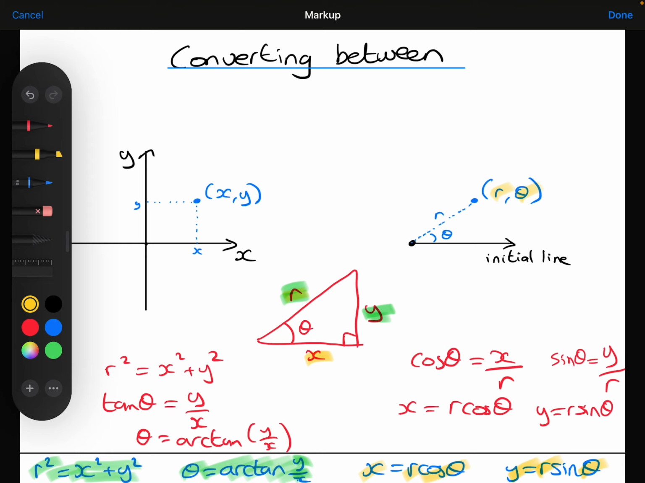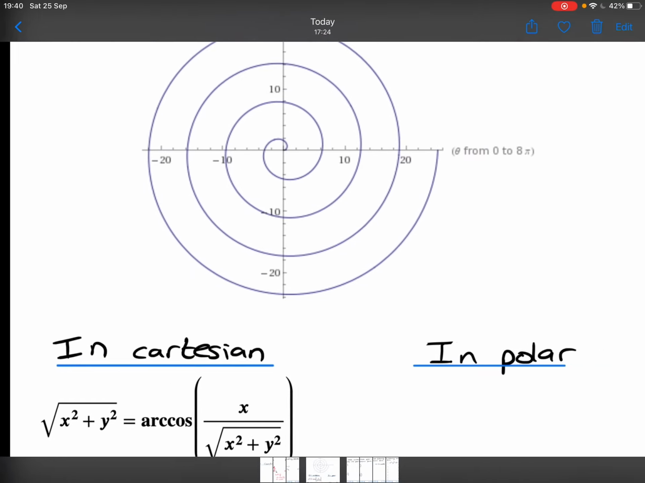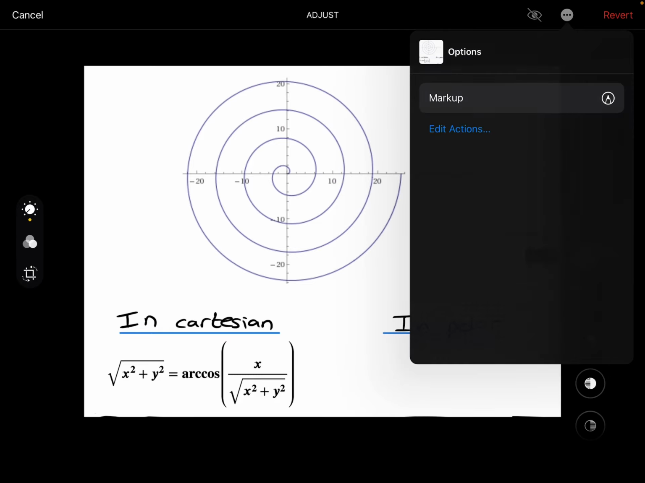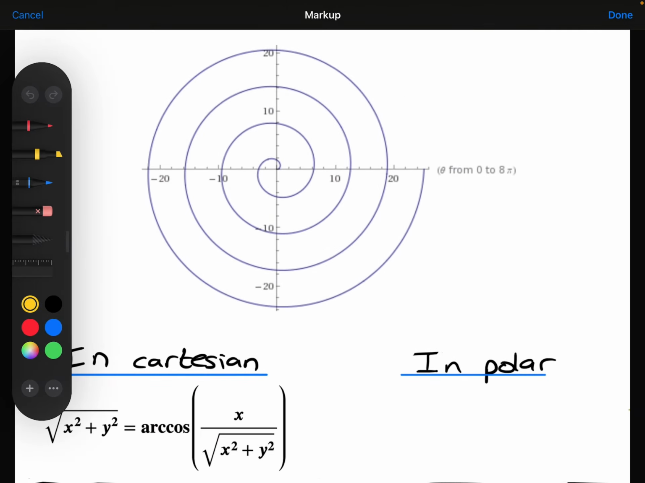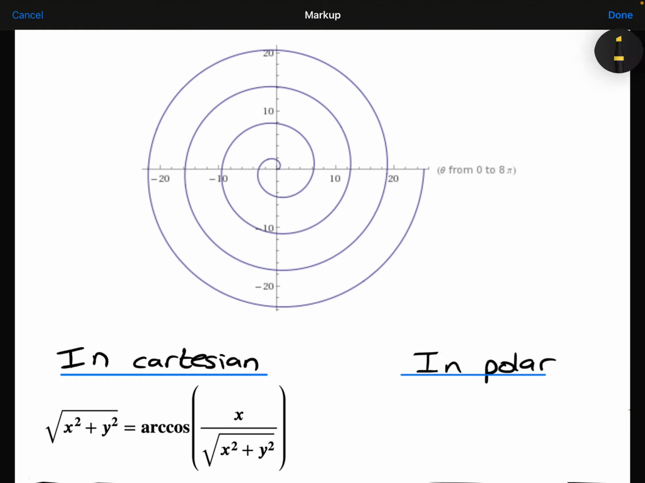So let's have a look at a few examples. Actually, before we look at a couple of examples of this, those are just the formulae. I've not actually talked about why this is useful, why we even do this in the first place. And it's because there are actually a lot of situations where Cartesian coordinates are really, really bad.